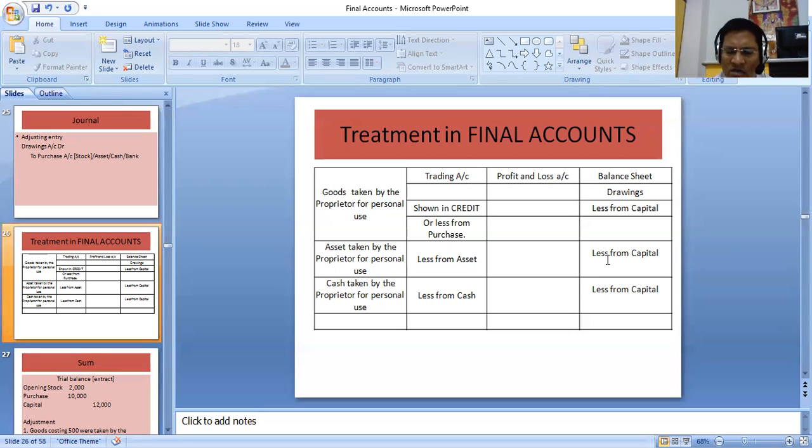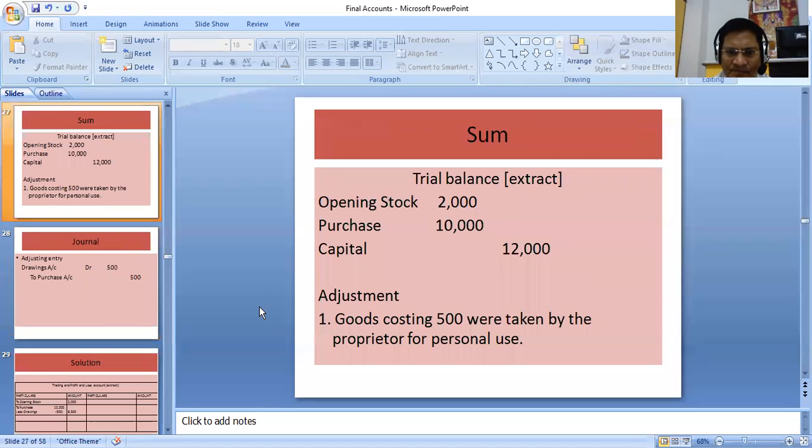You recall your chapter on the accounting equation. We did the same thing over there. So that only we are doing in adjustments, same as the accounting equation. Now let's understand this whole thing by a sum.